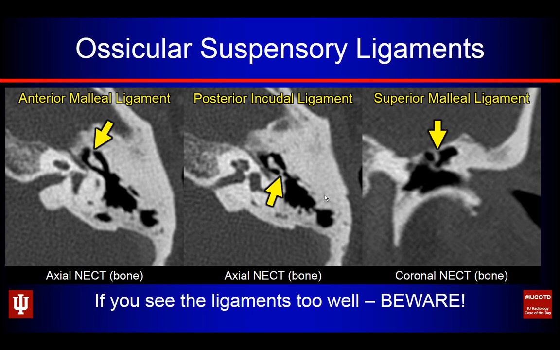So when you see those ligamentous structures too well, particularly in the setting of conductive hearing loss, particularly in the setting of someone who has chronic otomastoiditis changes, be thinking about tympanosclerosis. It's a common diagnosis. We see it a lot. Be on the lookout for it.